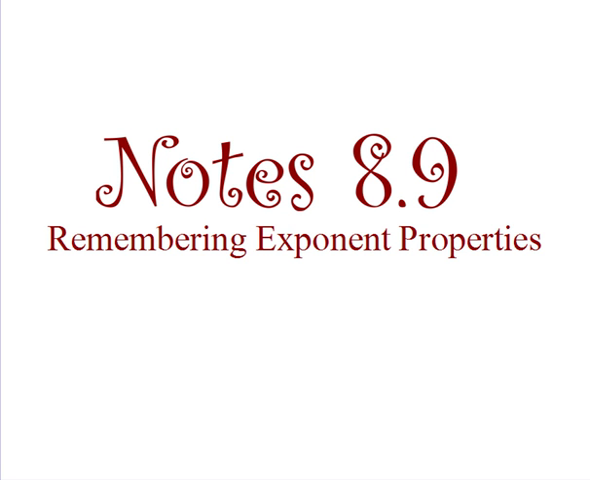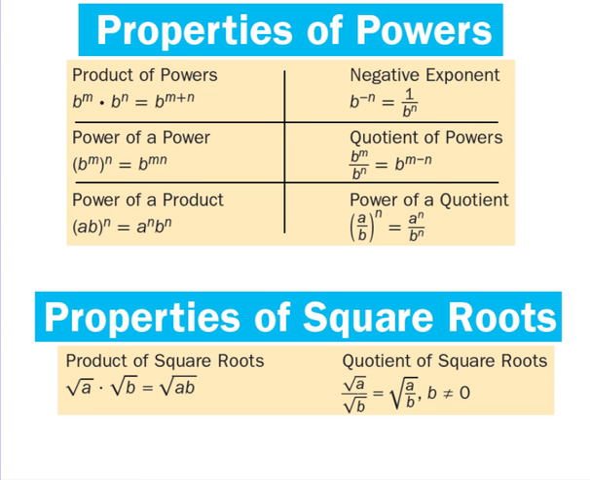This is lesson 8.9, the final lesson in this unit. This lesson is about remembering exponent properties. We will also introduce some strategies you can use if you forget the exponent properties. First, here is a summary of the properties of powers and of square roots that we have learned this unit. Keep in mind that the square root properties also apply to cubed roots.